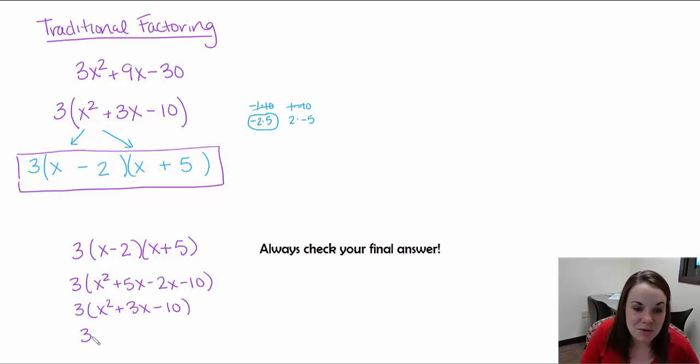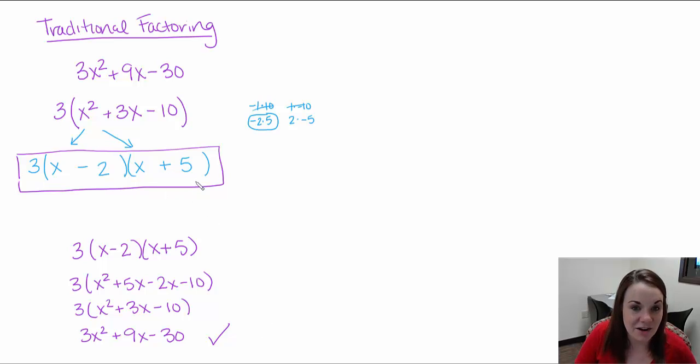And then lastly, I distribute that 3. So 3x squared plus 9x minus 30. And that in fact does match my original expression, so that checks out, meaning that this here is our final answer, our fully factored form of our expression.